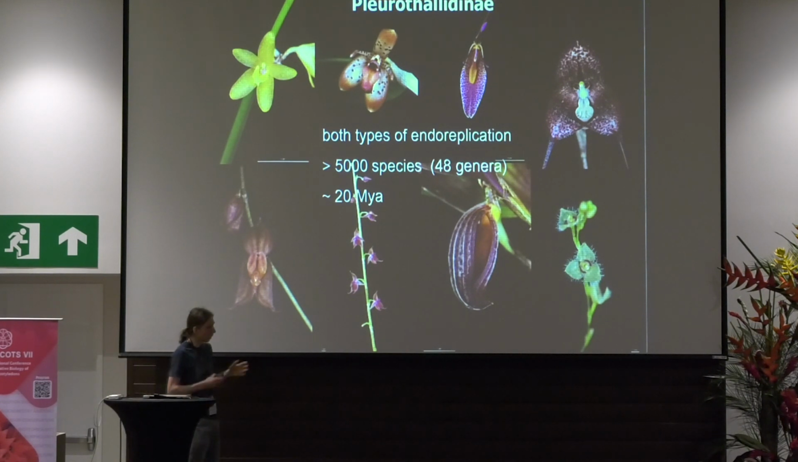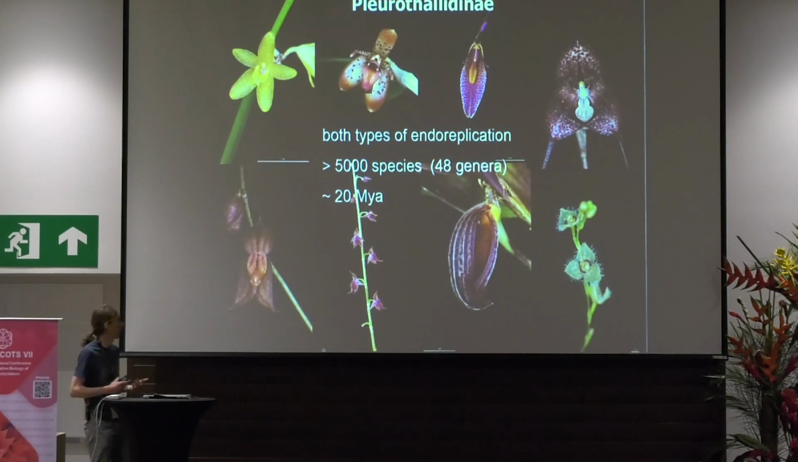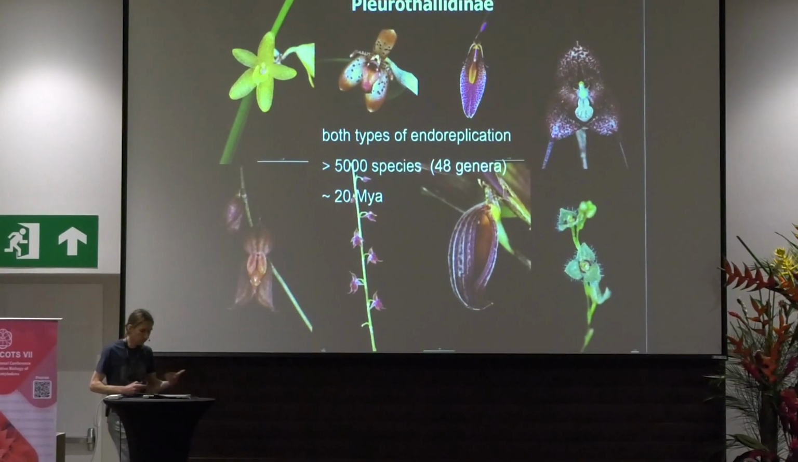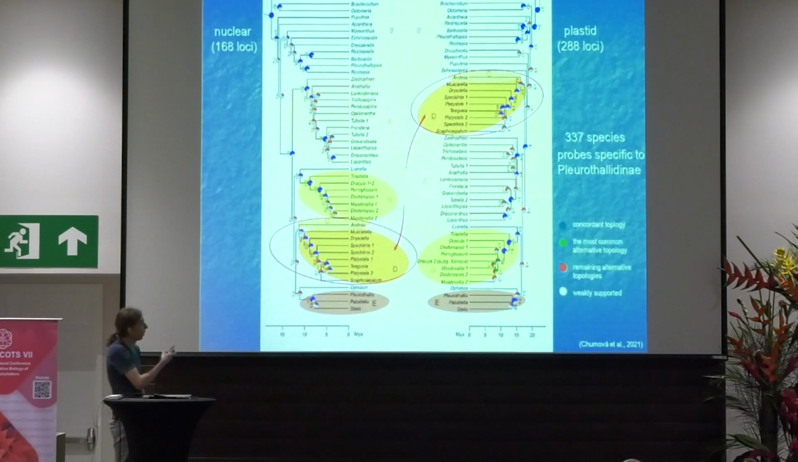But it also has some disadvantages or challenges because it's really a huge group. At this time, it has more than 5,000 described species, and it's expected that it should have around 10,000 in reality. And it's only 20 million years old. So if you compare these two numbers, you can say that this is probably the largest recent radiation in angiosperms. So it's really something challenging at this level.